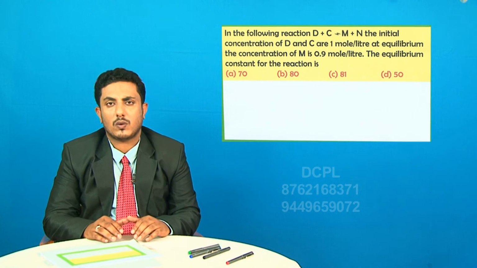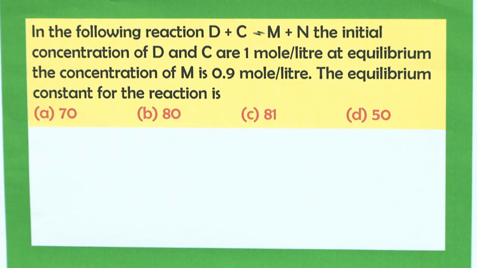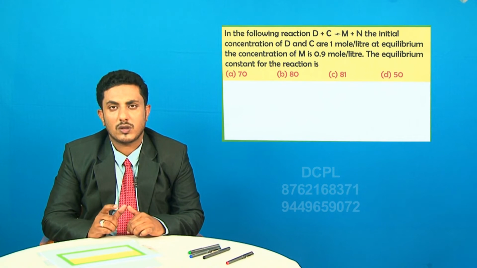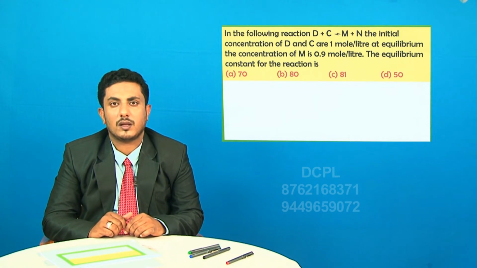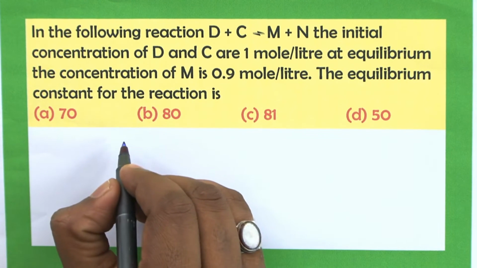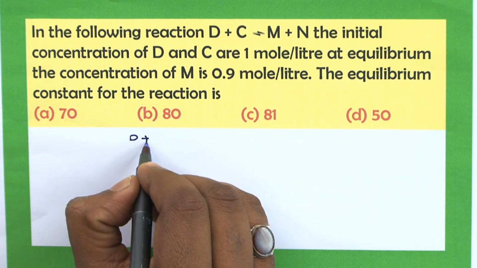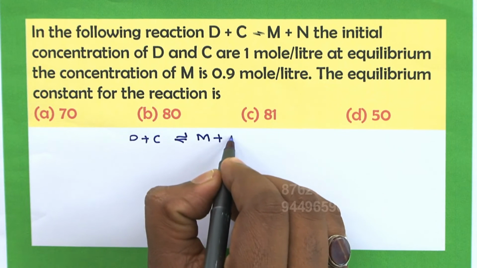This is also a simple question related to what we have solved earlier. If you look at the reaction, reaction is D plus C giving M plus N. Here we need to find the equilibrium constant for the reaction, that is the ratio of concentration of products to the concentration of the reactants raised to the powers as per the balanced chemical equations. Let us start the solution of this. Now, the reaction is D plus C in equilibrium with M plus N.